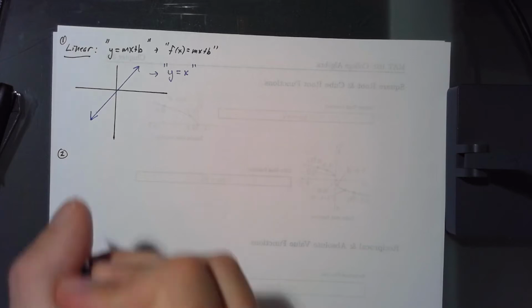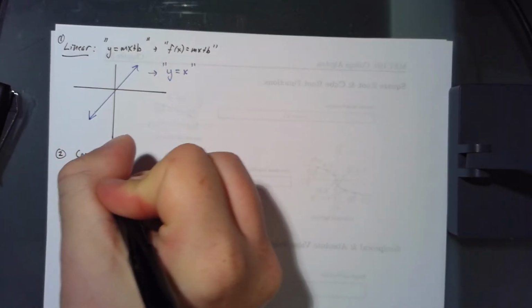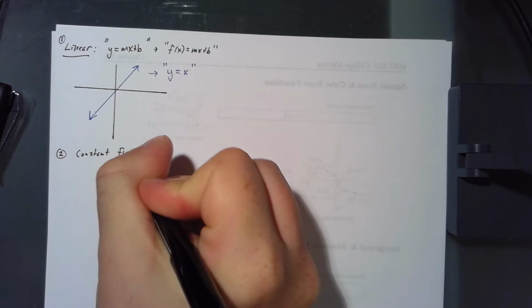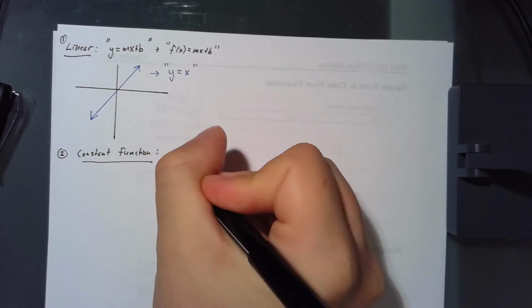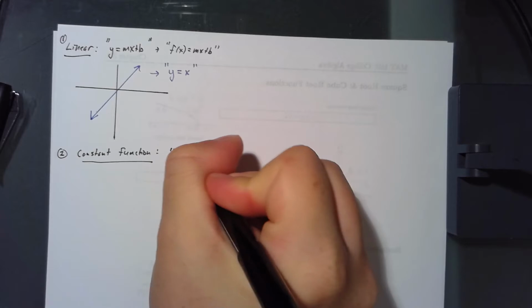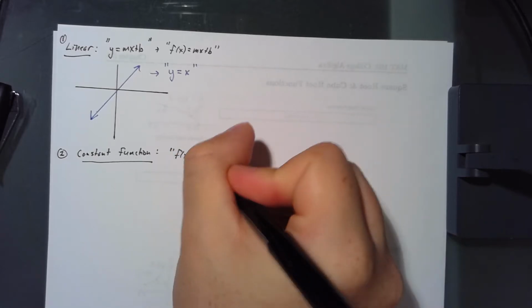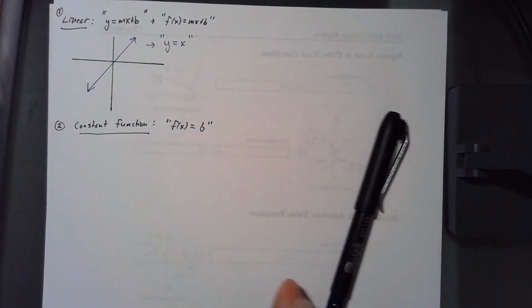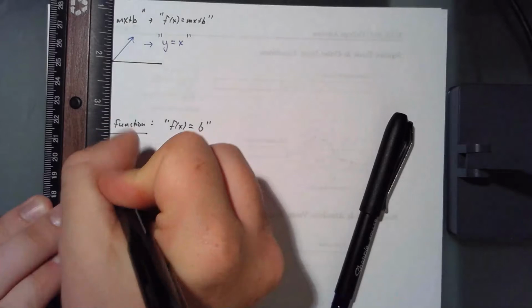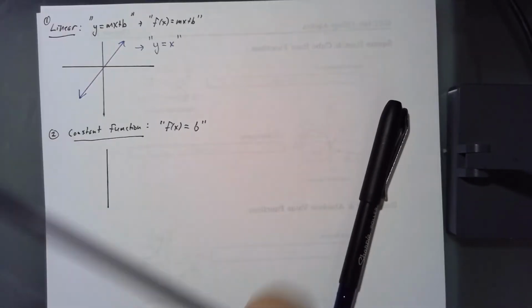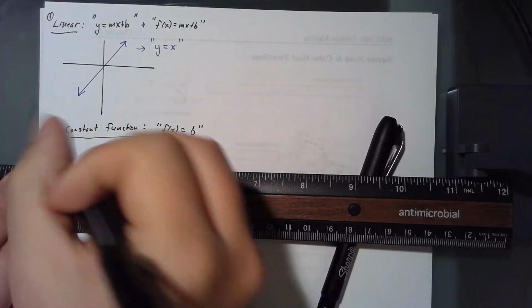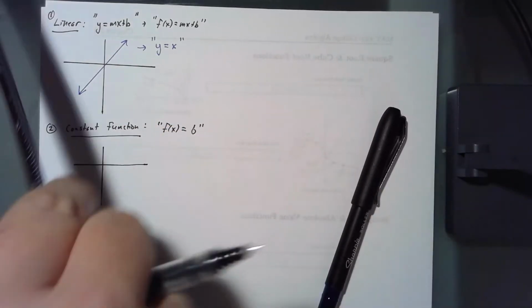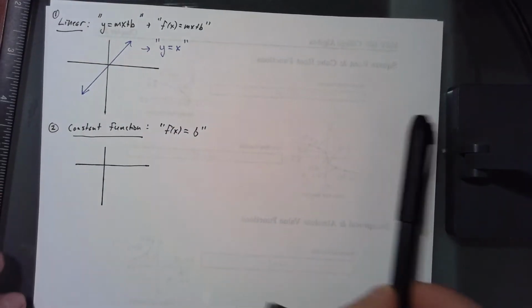So another kind is this. These are in your notes, but if you have a constant function, this is when f of x equals a number. I usually call it b. So what does that graph look like? It looks like a horizontal line.